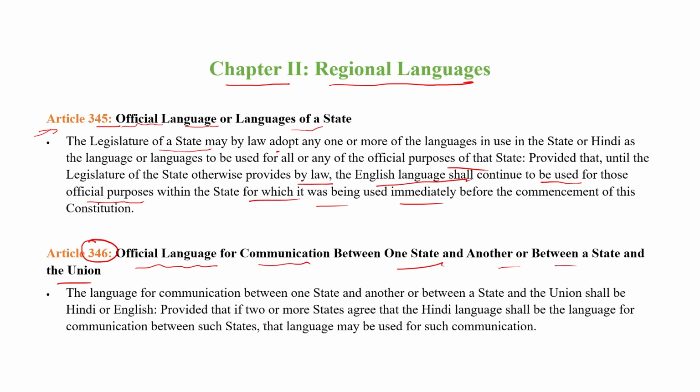It also provides that if two or more states agree that the Hindi language shall be the language for communication between such states, that language may be used for such communication. So state agreement is necessary. If all the states agree, then Hindi can be declared as the official language for communication. So clear? Article 345 and Article 346.